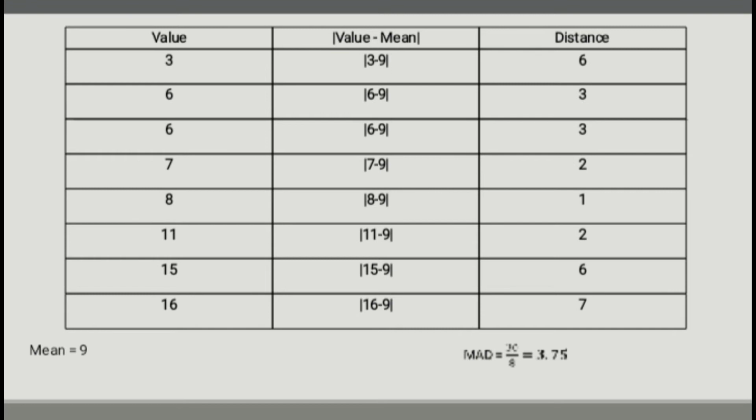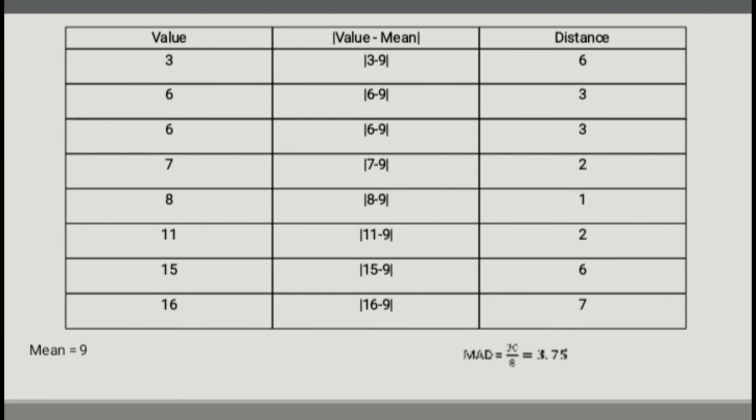7 minus 9 is negative 2. It will become positive 2. 8 minus 9 is negative 1, and it will become positive 1. 11 minus 9 is positive 2. 15 minus 9 is positive 6, and 16 minus 9 is positive 7. So how will we compute the mean absolute deviation, or the MAD? The distances are 6, 3, 3, 2, 1, 2, 6, and 7.